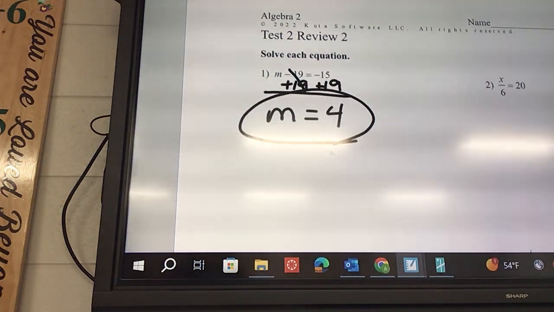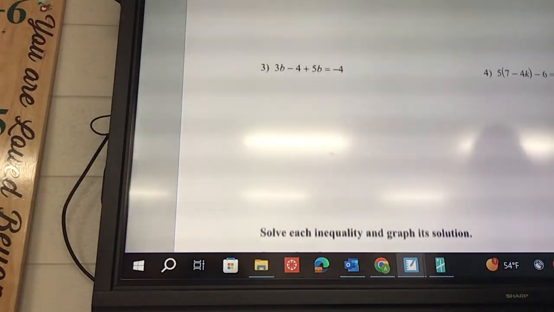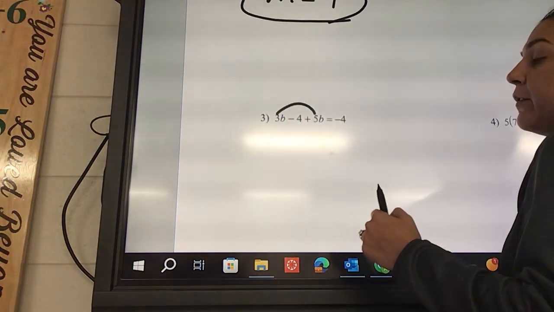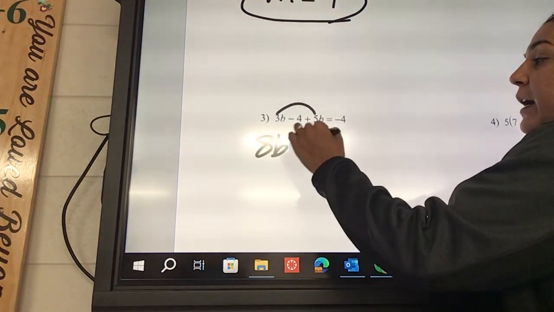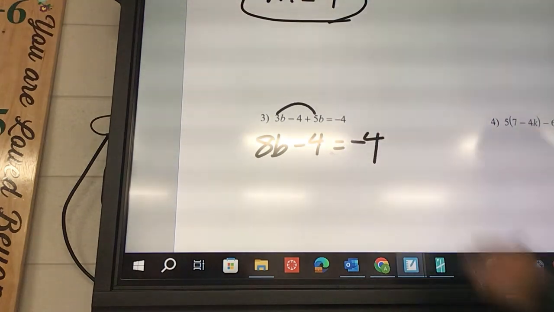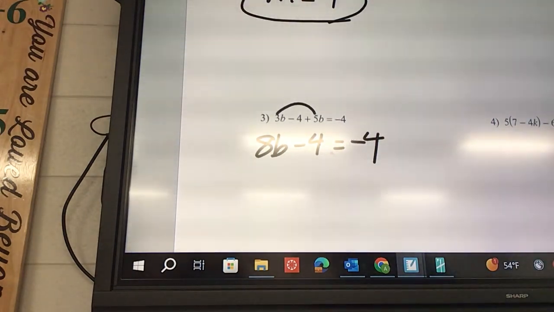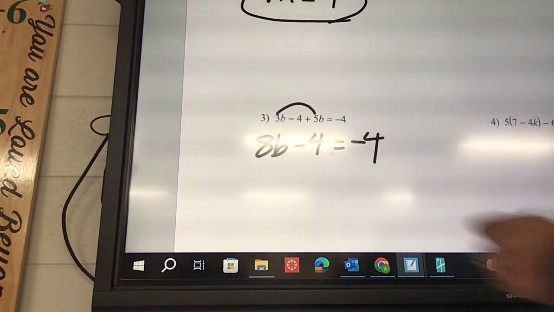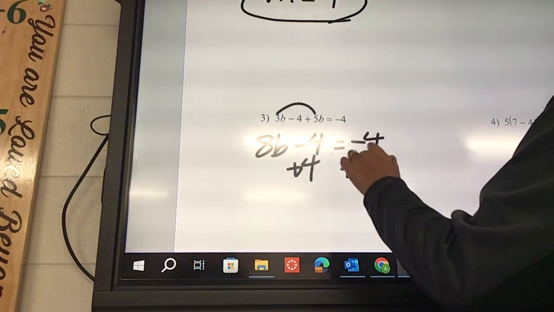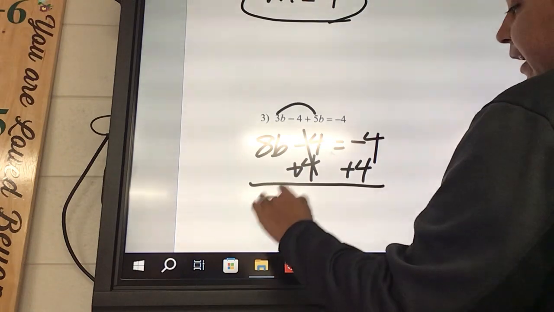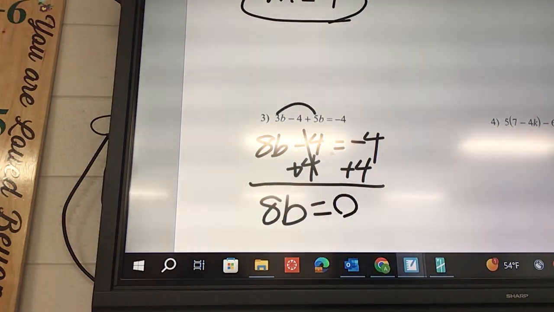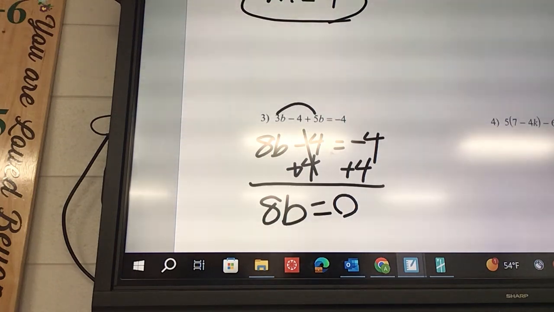Okay, number 3. What needs done? Combine. Yeah, we can combine. What can we combine? 3b, 5b. So 3 plus 5? 8. 8b minus 4 equals negative 4. Plus the 4. Okay, who's the third wheel? The 4. Okay, so we're going to add 4 to both sides. Okay, and so I'm going to get 8b equals 0. Okay, and then what? Divide by 8.